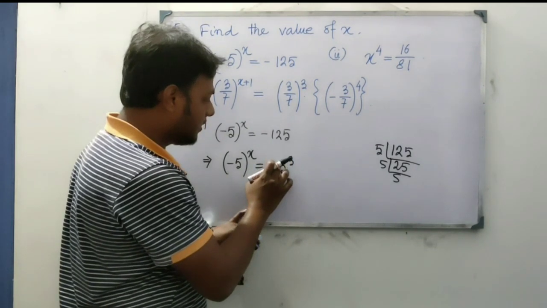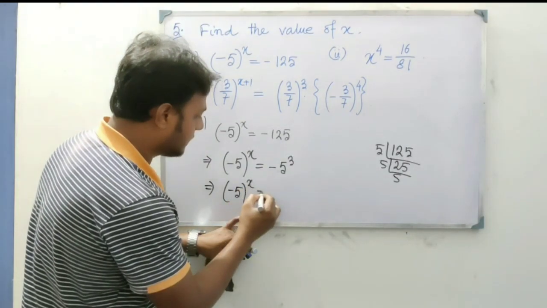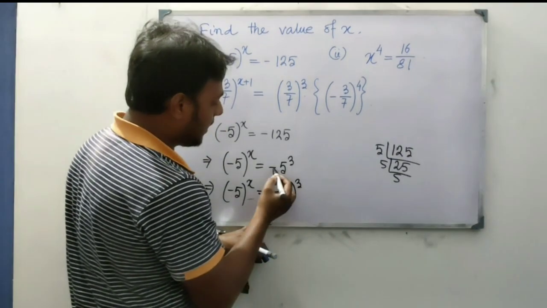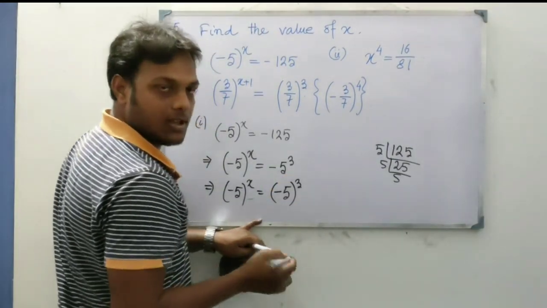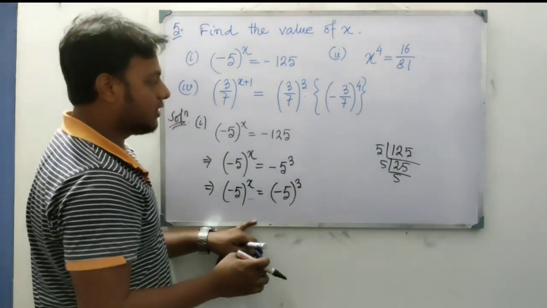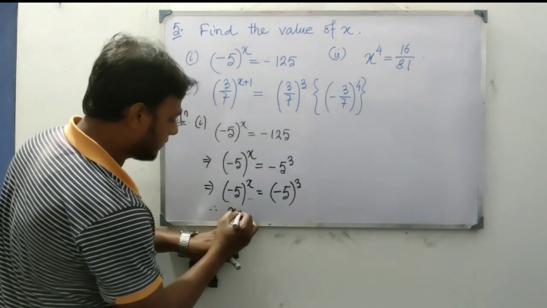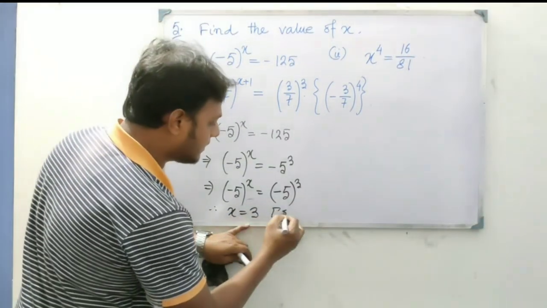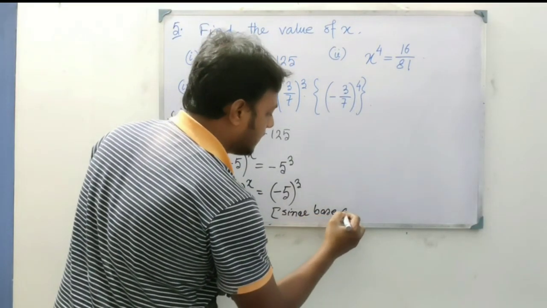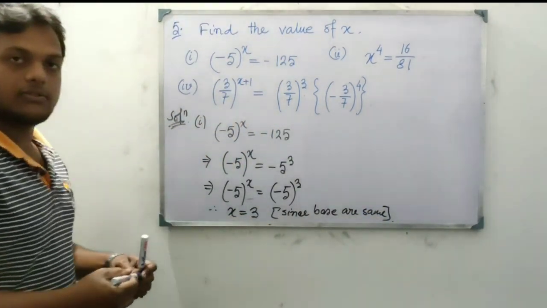So if we take the minus inside the bracket, then minus cube means minus and 5 cube. Now we have the same base: (-5) to the power x equals (-5) to the power 3. From the previous theory we can conclude that x must be equal to 3. The reason is that the bases are the same. So this completes the solution that x is 3.